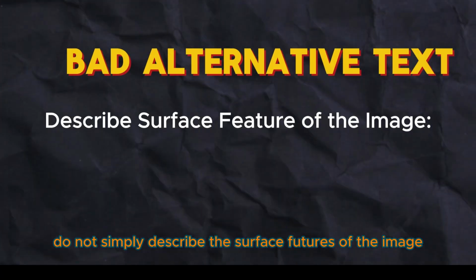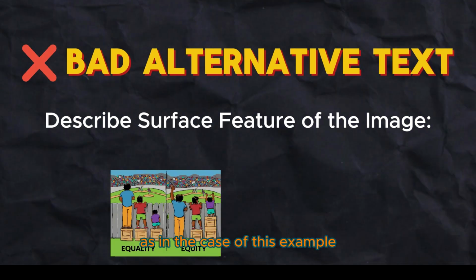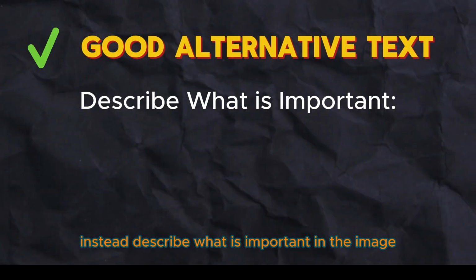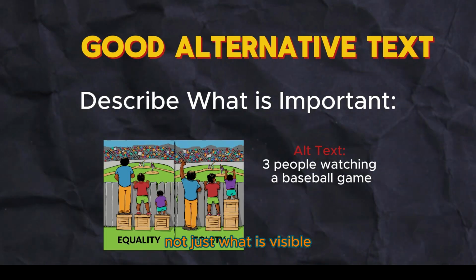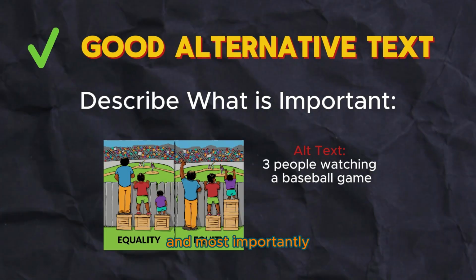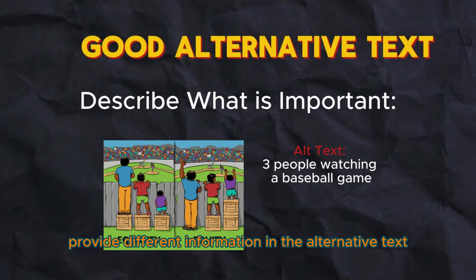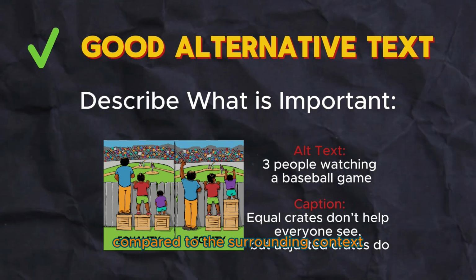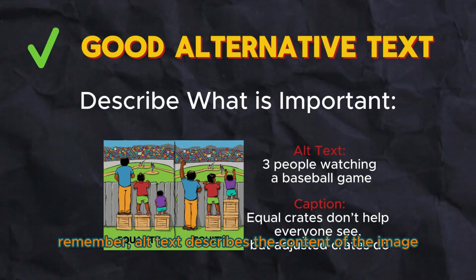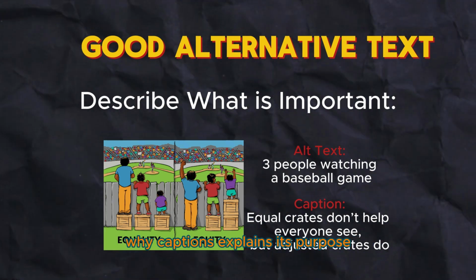Do not simply describe the surface features of the image or graphic, as in the case of this example. Instead, describe what is important in the image, not just what is visible. And most importantly, provide different information in the alternative text compared to the surrounding context. Remember, alt text describes the content of the image while captions explain its purpose.